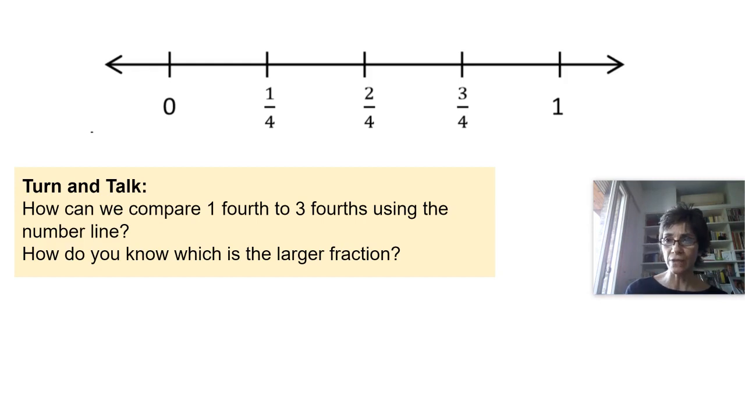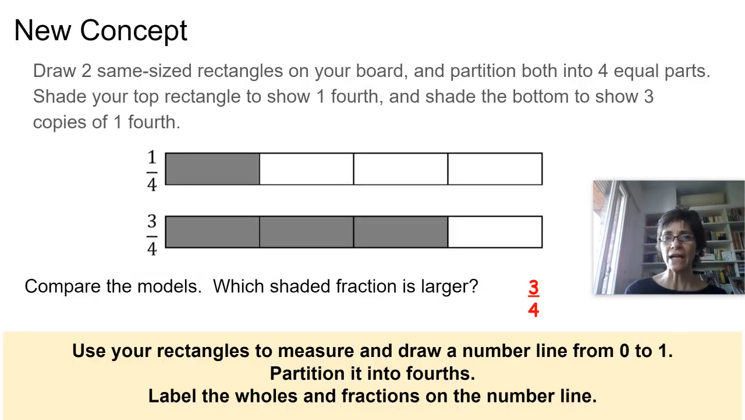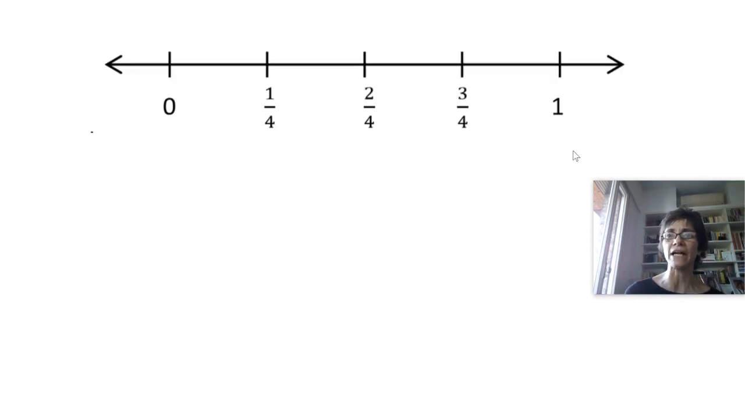Okay, so let's go back a second. When you have the shapes here, these rectangles, it's pretty obvious that 3/4 is the larger fraction. What about when you have a number line? How do you know that 3/4 is a larger fraction? So here we have our 1/4 and here we have our 3/4. Pause a second and think about it. All right, so if you said that it's bigger because it's farther away from the 0, and it's closer to the 1, you are absolutely right.